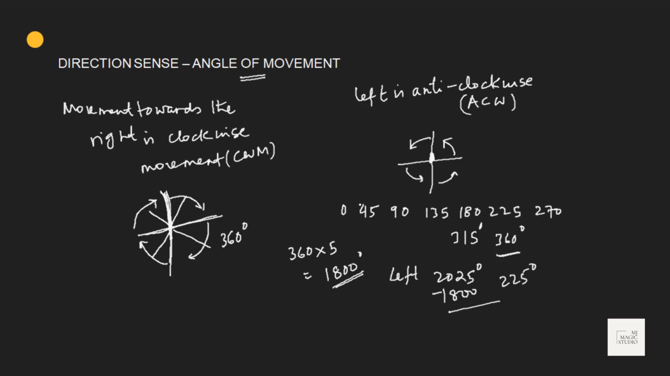So 225 degrees is like 1, 2, that is 1, 2, 3, 4, 5 sub-cardinal direction movements on the left-hand side. So this is 2, 1, 2, 3, 4, and now it is 5, so this is 225 degrees. So you are facing towards what? It is south and it is east. So these kinds of questions are asked based on angle of movements.